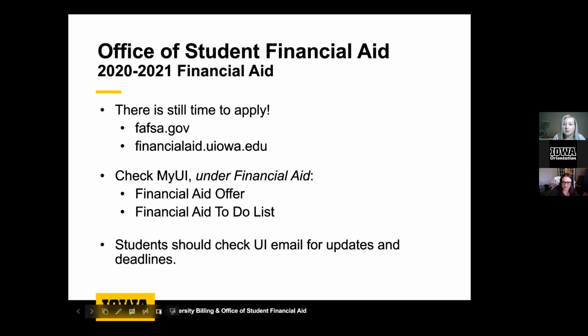So once the FAFSA is submitted and received by the University of Iowa, students will be able to log into their MyUI account and check the status of their financial aid. Financial aid offers will be posted in MyUI, and we will send out an email once you are able to view those. For first-year students, this is the only year a paper copy of the award offer will be mailed. Subsequent years, offer letters will only be posted in MyUI. But again, we will send emails out once those are ready to be viewed.